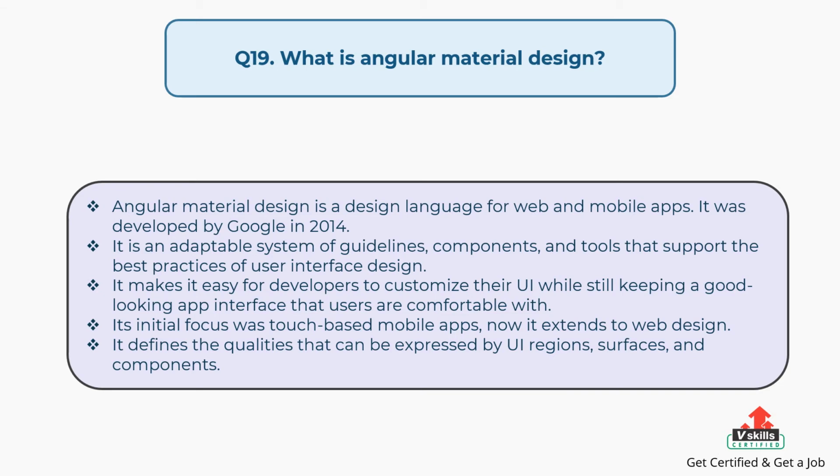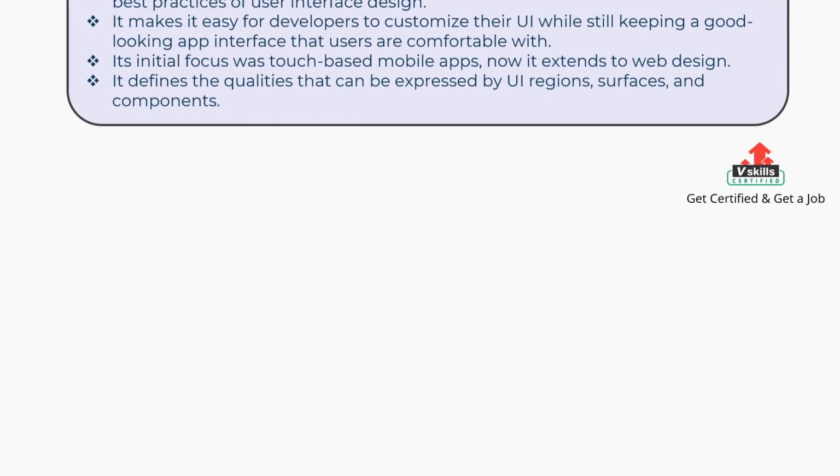It was developed by Google in 2014. It is an adaptable system of guidelines, components, and tools that support the best practices of user interface design. It makes it easy for developers to customize their UI while still keeping a good-looking app interface that users are comfortable with. Its initial focus was touch-based mobile apps, now it extends to web design. It defines the qualities that can be expressed by UI regions, surfaces, and components.